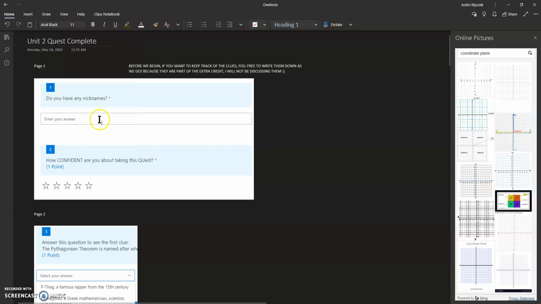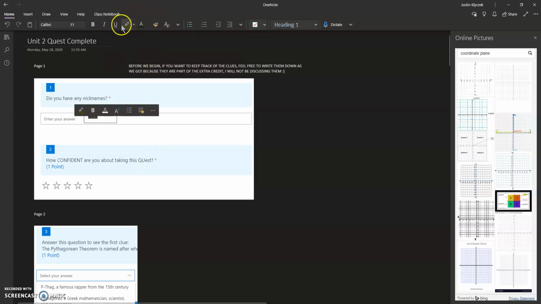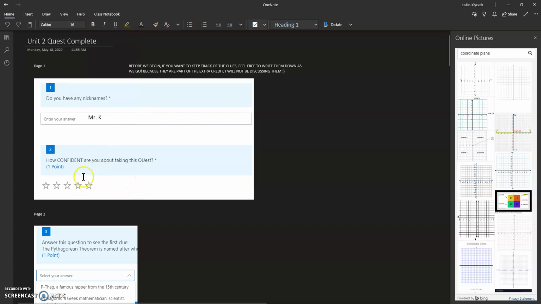All right, so my nickname, for example, is Mr. K, which is not showing up. How about I make that black so you can actually see it? There we go. But it doesn't really matter.